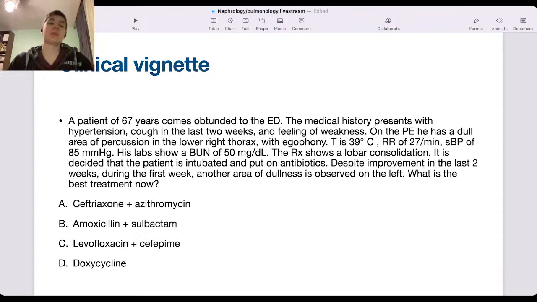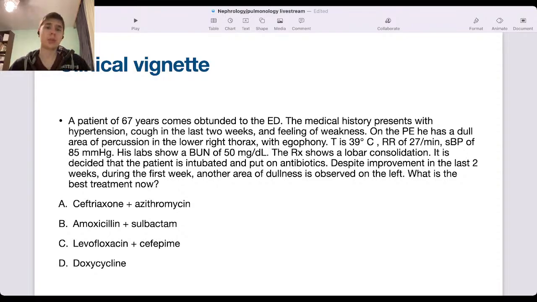A 67-year-old patient comes to the ED. The medical history presents with hypertension, cough in the last 2 weeks, and feeling of weakness. On the physical exam, he has a dull area of percussion in the lower right thorax with egophony. Temperature is 39 degrees Celsius. The respiratory rate is 27 per minute. The systolic blood pressure is 85 mm Hg.